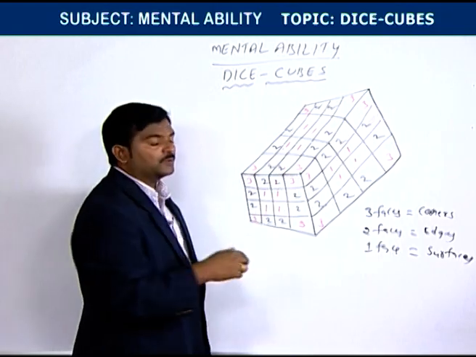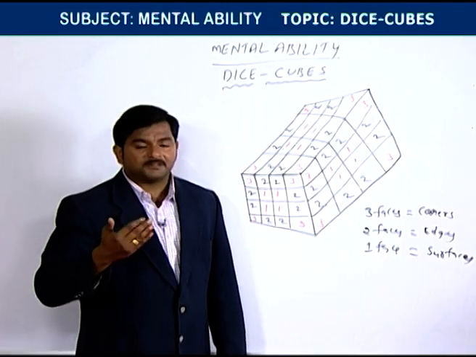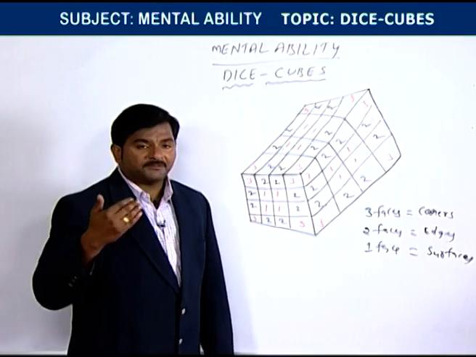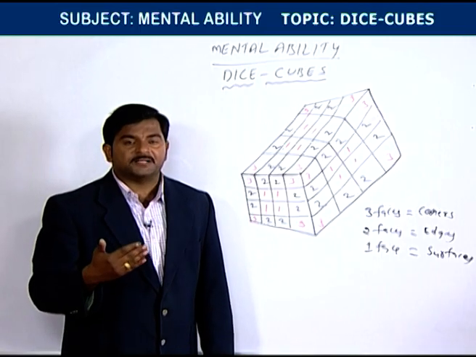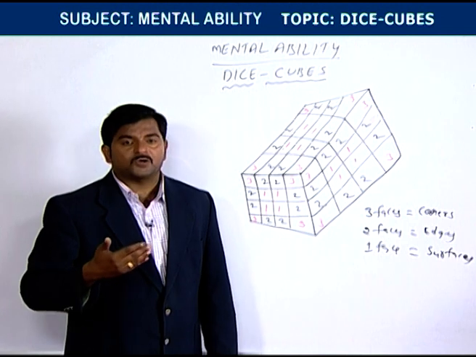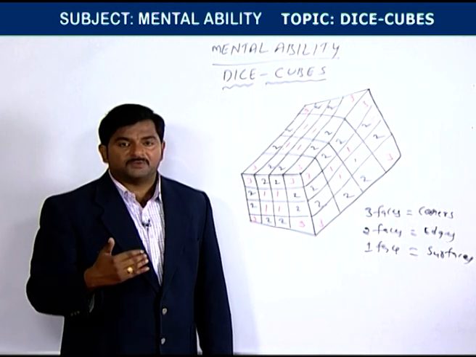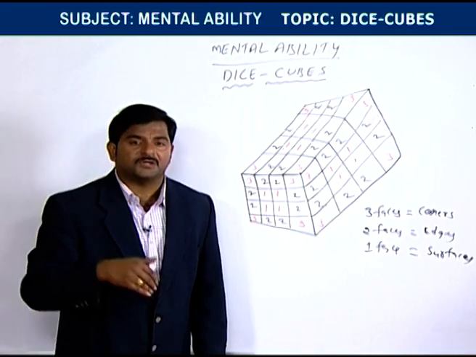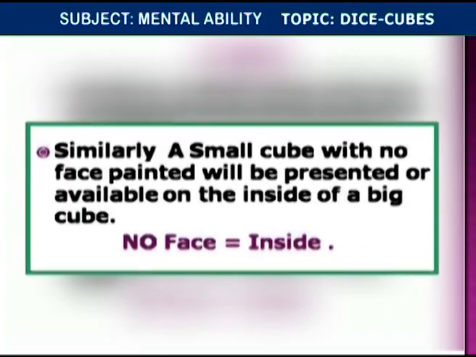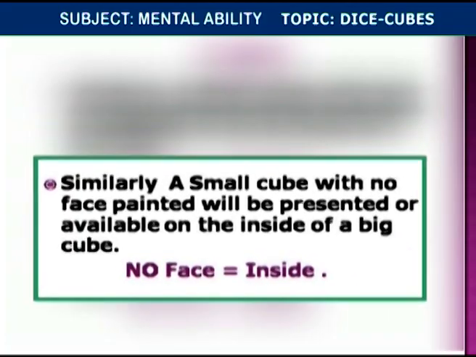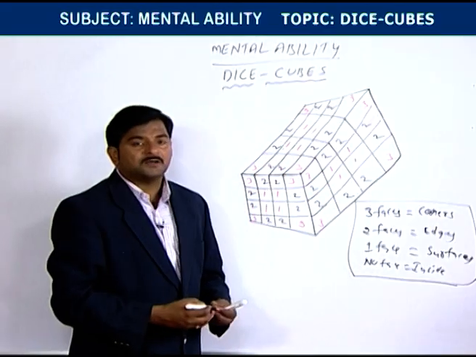That too, it is available only on the corners of the big cube. 2 surfaces painted small cubes are available only on the edges, 3 surfaces on the corners. 1 surface painted is available only on the surface of the big cube. Similarly, no face painted will be present on the inside of the big cube.